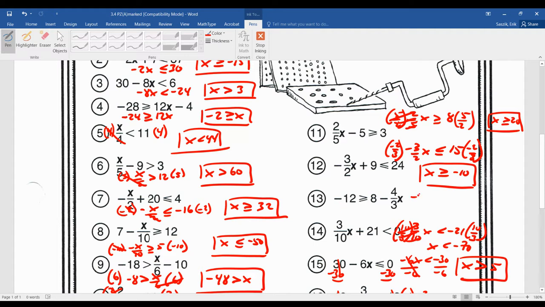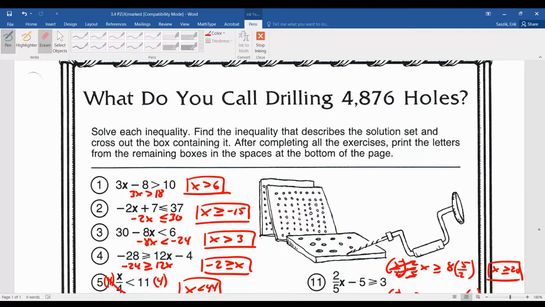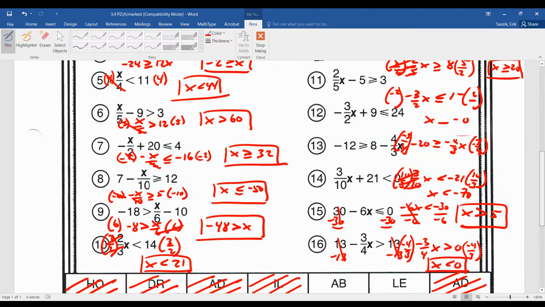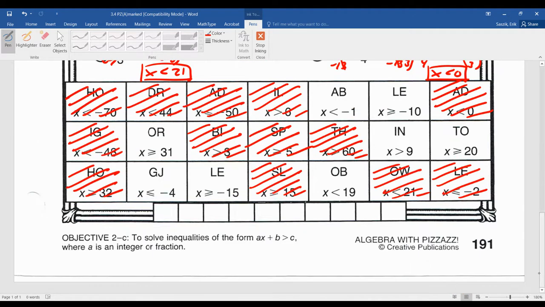Subtract 8, that'll become -20 on that side. Multiply by the reciprocal. Remember, it's -3/4. So again, I multiply by a negative. Sorry, I'm trying to squeeze this in here. So this direction changes. So we have x on this side. This changes. And that's going to become +15. So that's x is greater than or equal to 15.